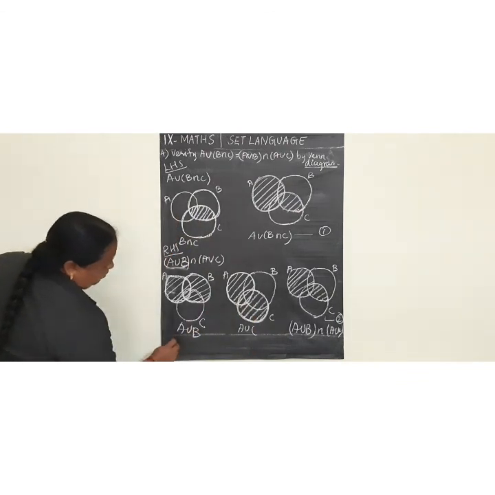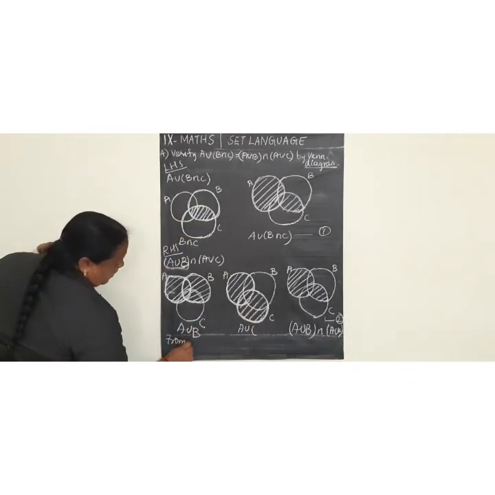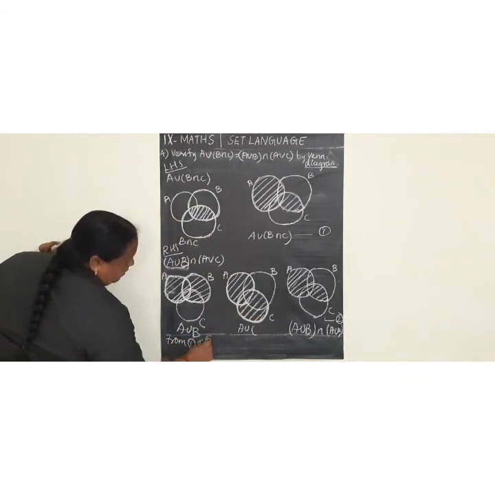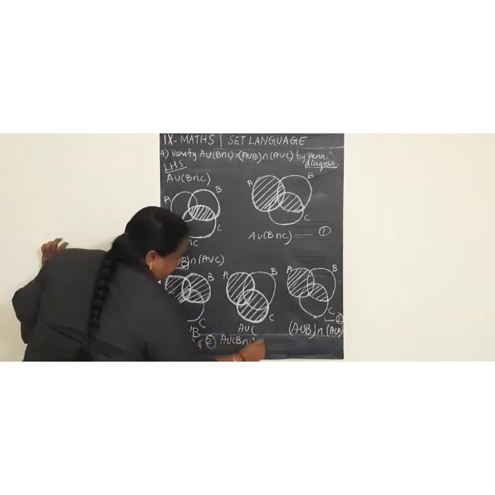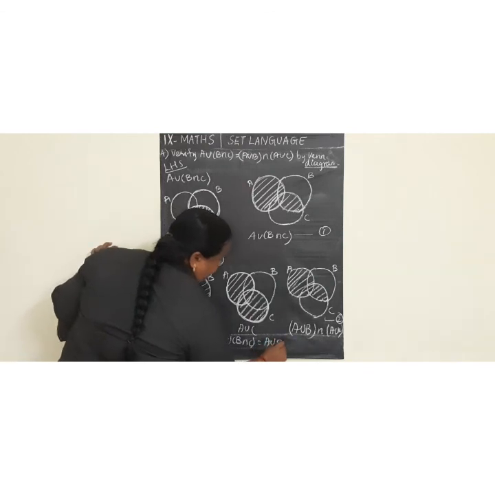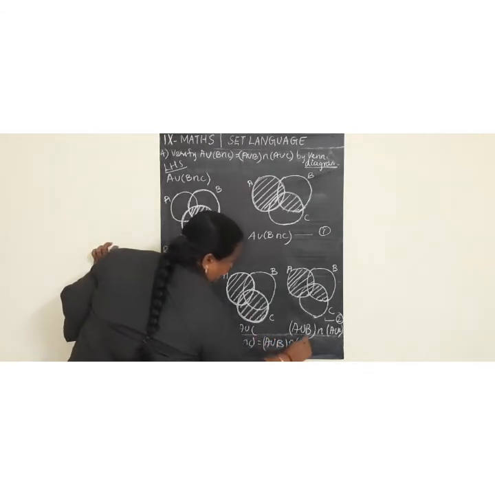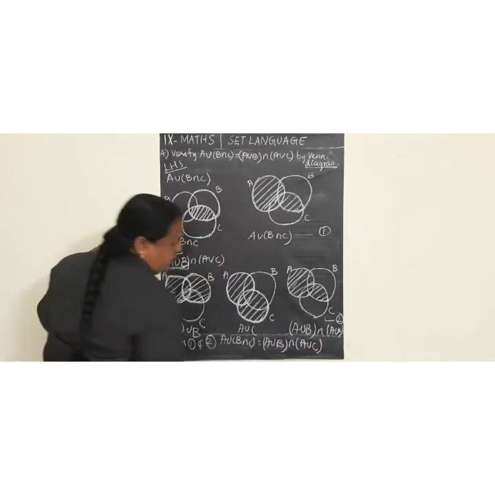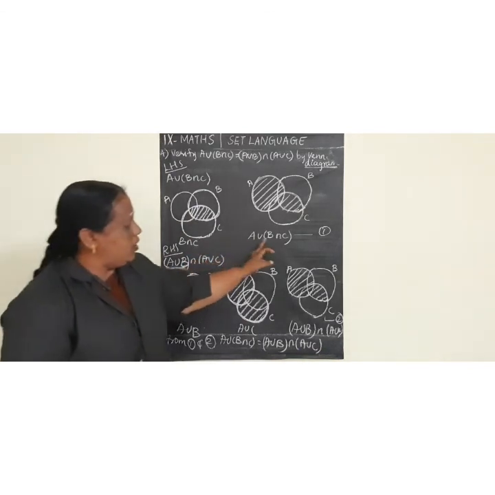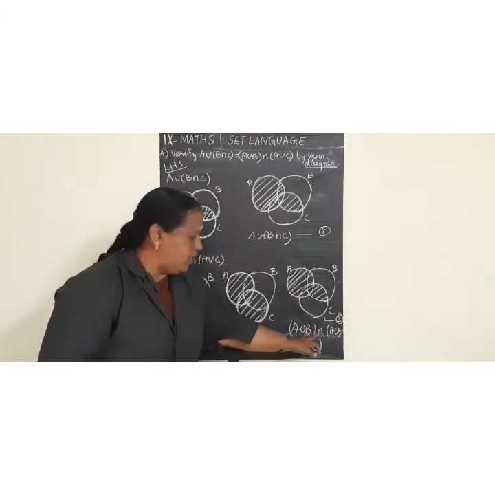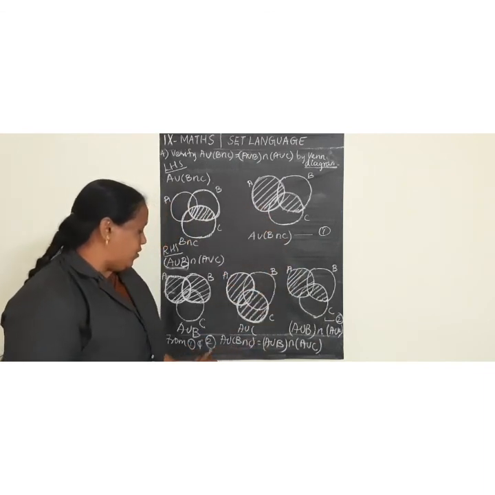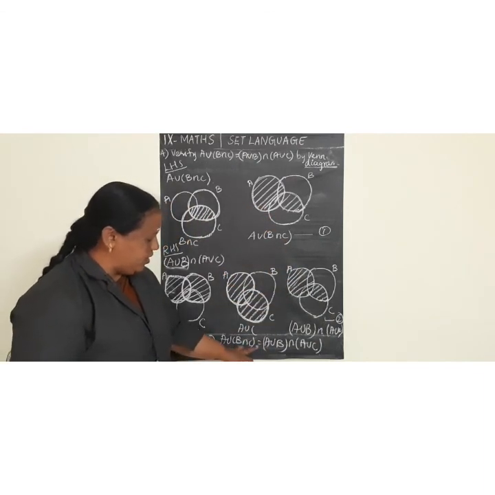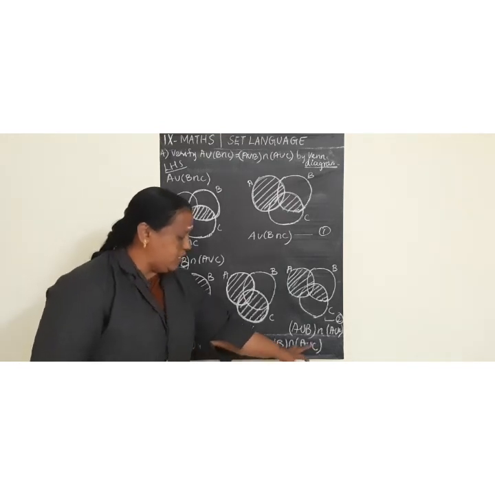So from 1 and 2, A union B intersection C is equal to A union B intersection A union C. So this is where both A union B intersection C and A union B intersection A union C are the same. So from 1 and 2, A union B intersection C is equal to A union B intersection A union C.